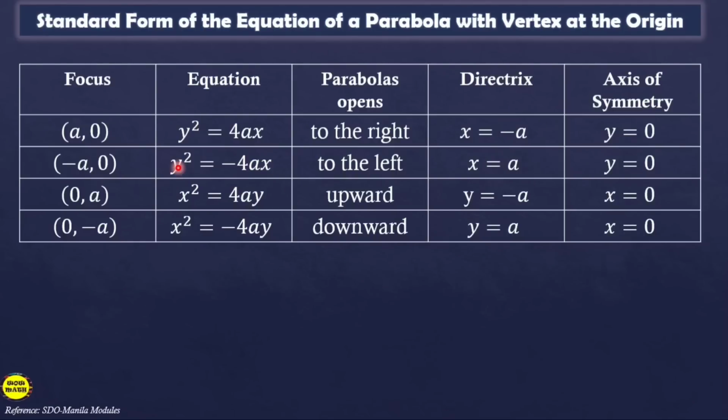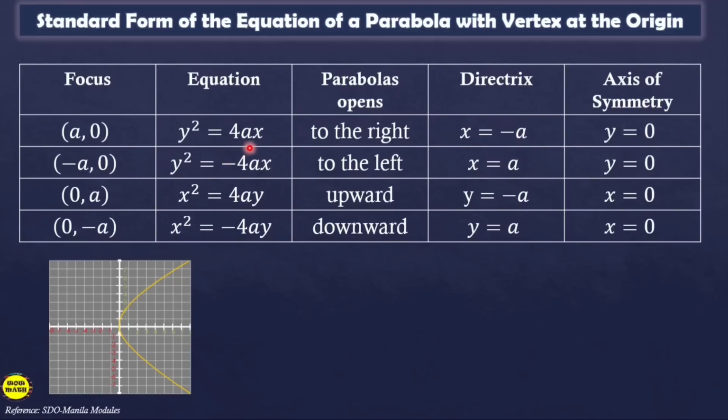So, to summarize, nung apat na equation natin, pwede yung gamitin itong table na to para may guide kayo. Ito yung palatandaan nyo, or ito yung susundan natin para kunin yung mga parts ng parabola. For example, yung focus natin, yung directrix natin, yung axis of symmetry natin. So, itong una, y squared is equal to 4ax. So, opens to the right.